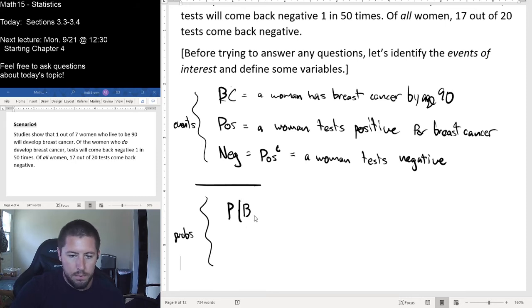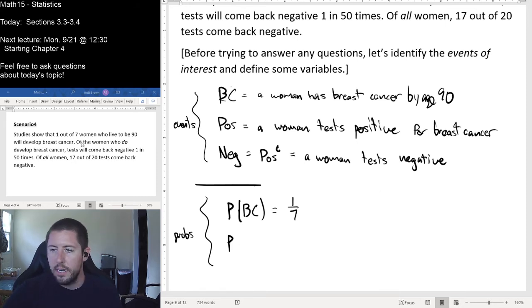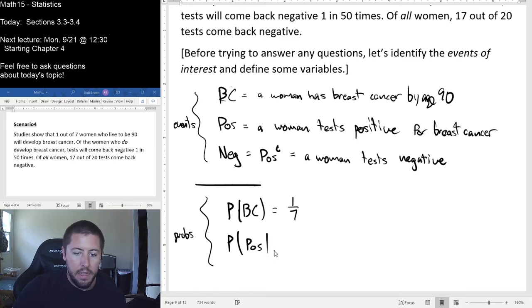probability of breast cancer is going to be 1 in 7. Our probability of having a, let's see, what's our next sentence say? I'm just trying to go sentence by sentence and extract this information. Of the women who do develop breast cancer, the probability of a negative test is 1 in 50, given that you have cancer. So probability of positive, given that you do have breast cancer, that's a given statement right there, is going to be, oh, sorry. This is the women who do develop cancer, tell us to come back negative. That should be negative right there.